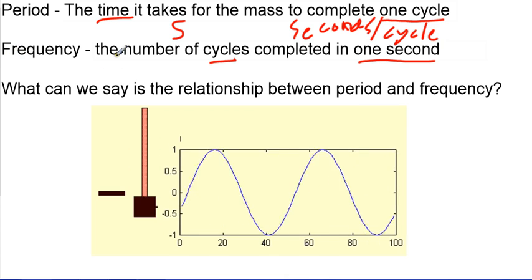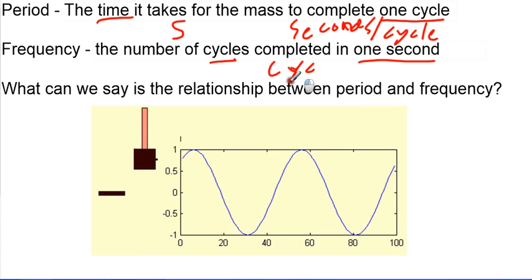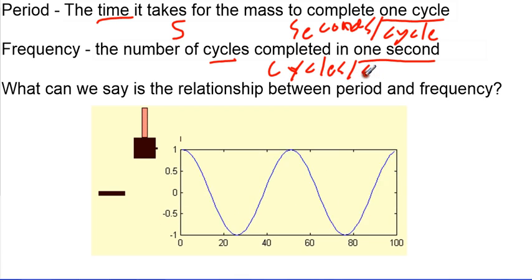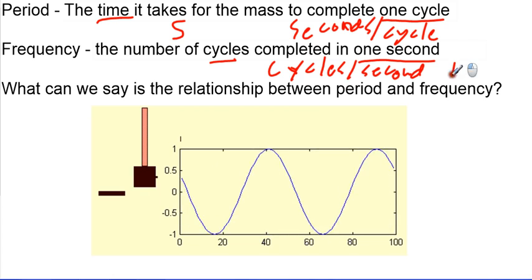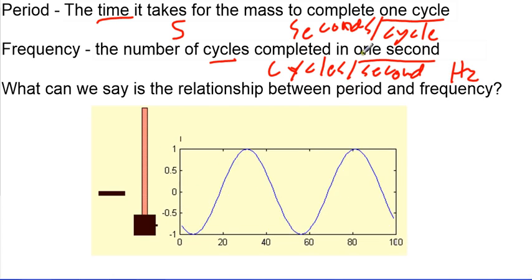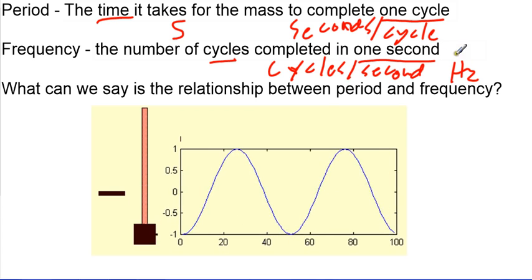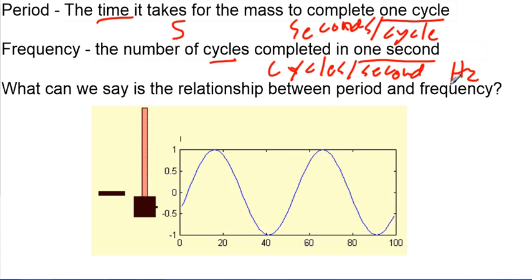And frequency, the number of cycles per second, so you can think of that as cycles per second. And the term that we use for this is the hertz. So that is the unit for our frequency. When we talk about cycles per second, this is going to be in hertz. So 1 hertz is 1 cycle per second.